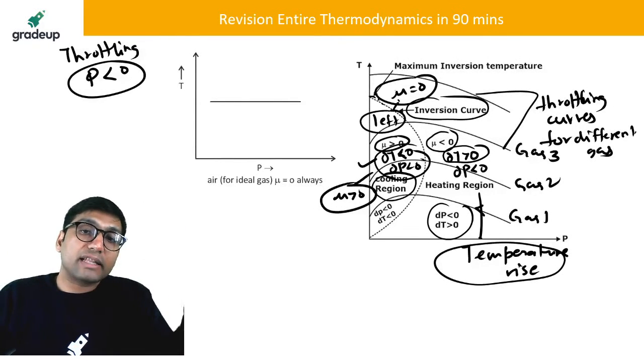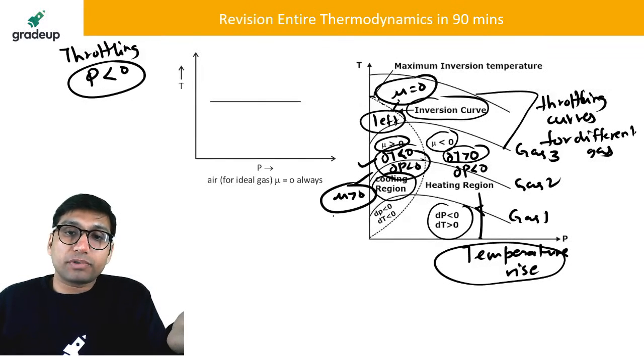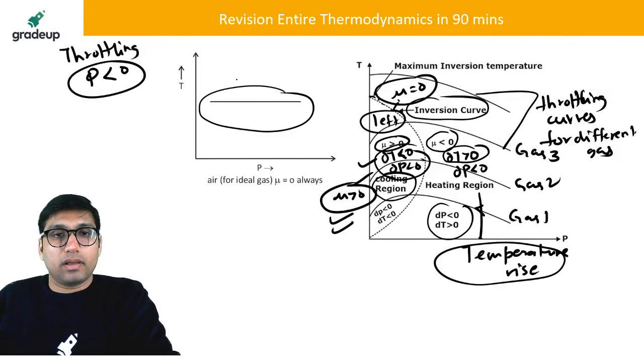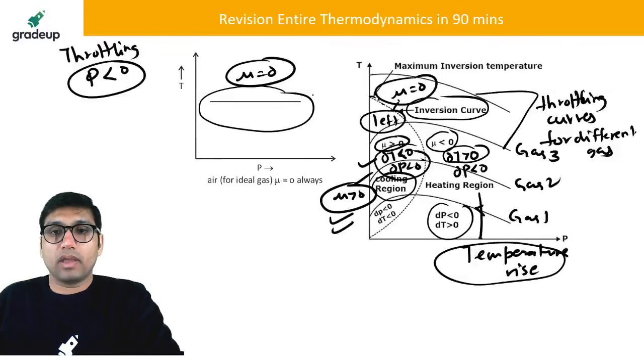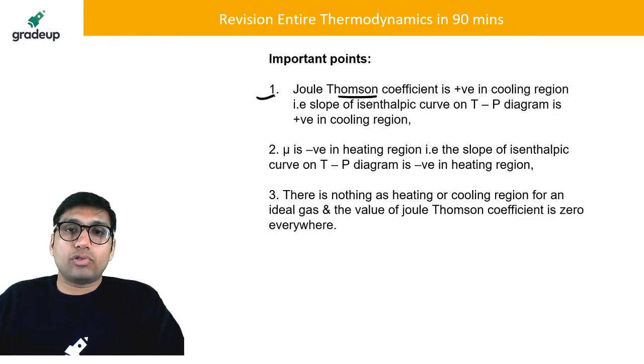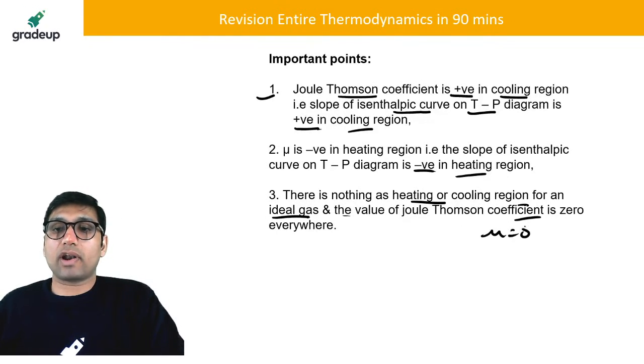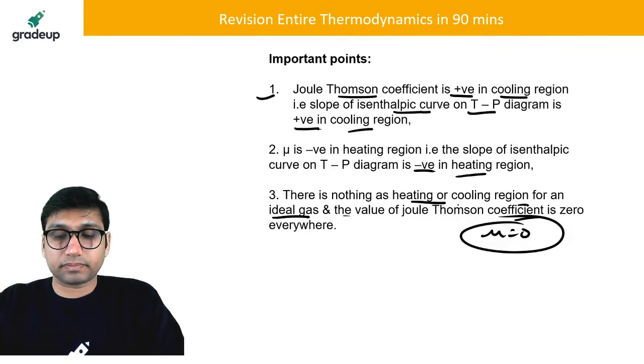Temperature will drop inside the cooling region and the Joule-Thomson coefficient will be positive. And for an ideal gas, the Joule-Thomson coefficient will be 0. So there will be nothing like cooling or heating. So the important conclusion is that the Joule-Thomson coefficient is positive in the cooling region. That is, the slope of the constant enthalpy curve on the temperature-entropy diagram is positive in the cooling region, while it is negative in the heating region. There is nothing like heating or cooling for the ideal gas, and mu is equal to 0 for an ideal gas. The Joule-Thomson coefficient is 0.